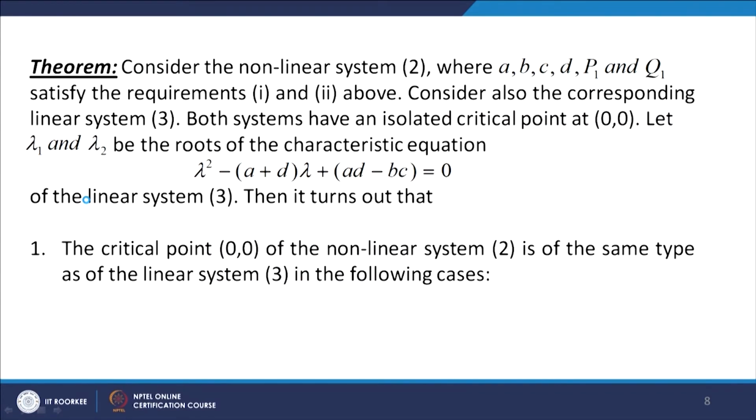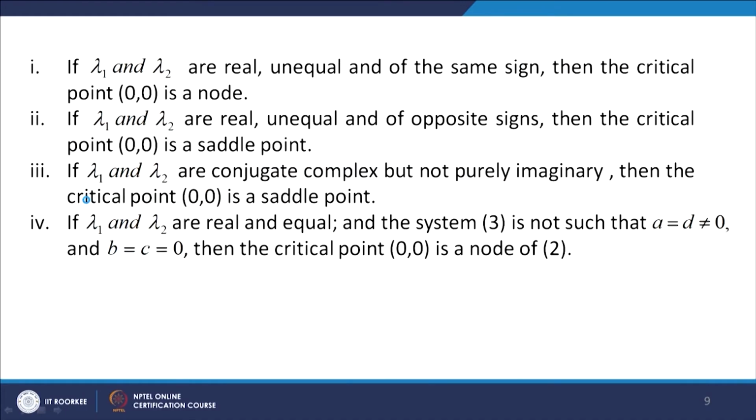Let us go to this theorem. It says that the critical point (0, 0) of the nonlinear system 2 is of the same type as that of the linear system 3 in the following cases. If lambda 1, lambda 2 are real, unequal and of opposite signs, then the critical point (0, 0) is a saddle point. Oh sorry, we have to go to 1. If lambda 1, lambda 2 are real, unequal and of the same sign, then the critical point is a node.